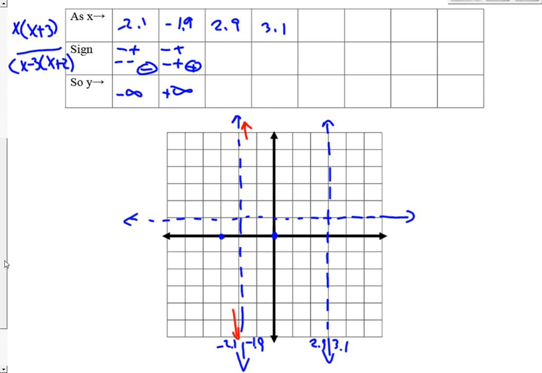Now over to 2.9. 2.9 on its own as x is positive. 2.9 plus 3 is positive. 2.9 minus 3, negative. 2.9 plus 2, positive. 1 negative is going to stay negative. So that's going down to negative infinity over here at 2.9 on the left-hand side of that vertical asymptote. And then 3.1. 3.1 by itself will be positive. Plus 3 is positive. 3.1 minus 3 and plus 2. So all positive. So our outcome is positive, which goes to positive infinity. And we're going to graph up there.